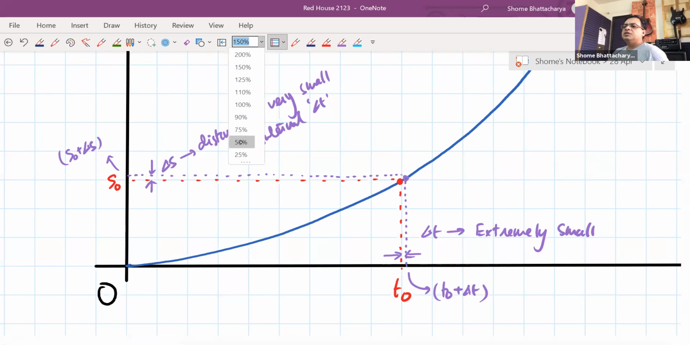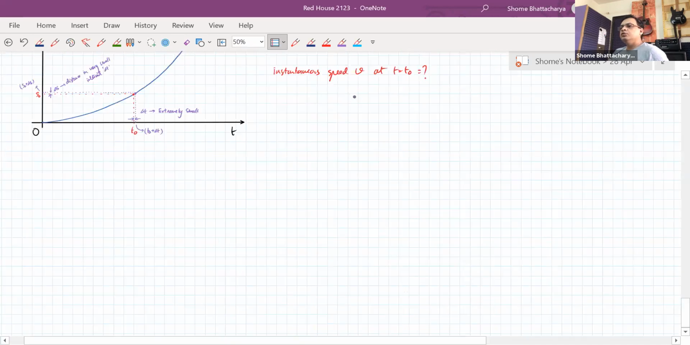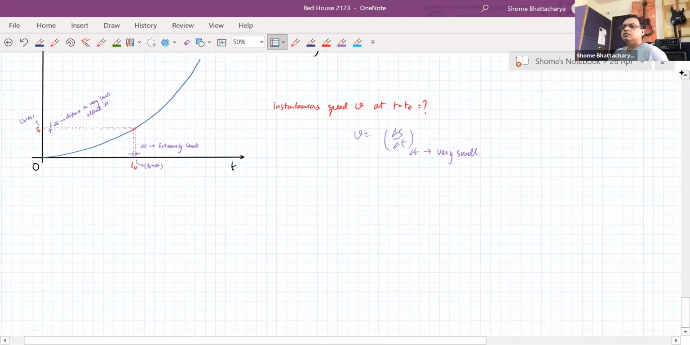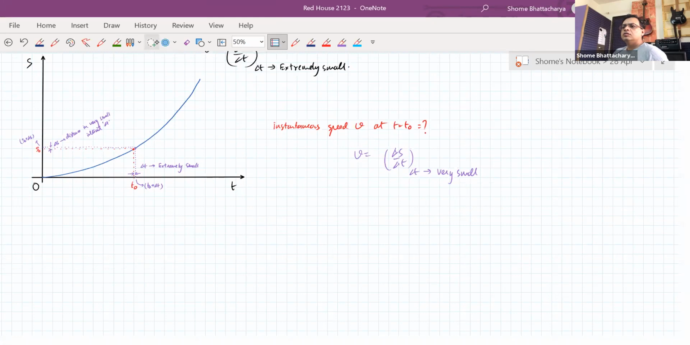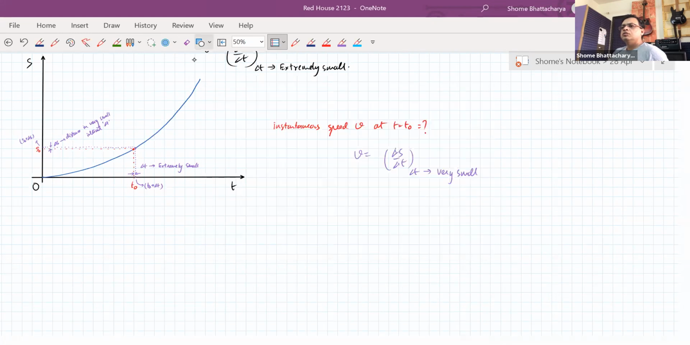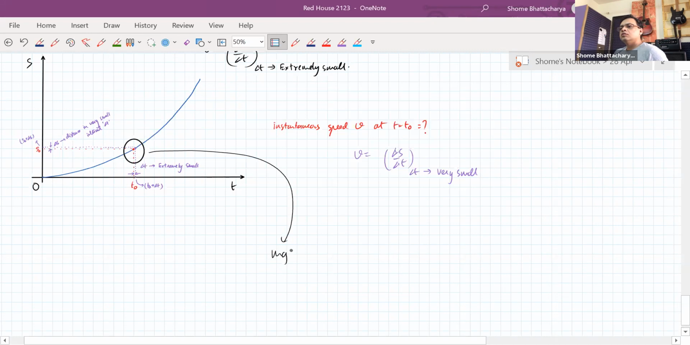Now, as per the algebraic definition, speed would be equal to delta S by delta T, which I've shown in the graph, where delta T is very small. But if you magnify this, so now if you magnify this point a lot, it would look something like this.